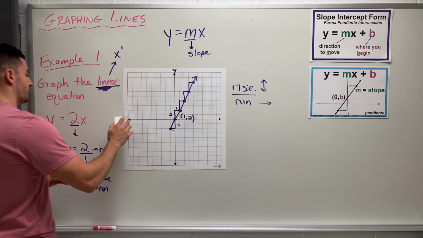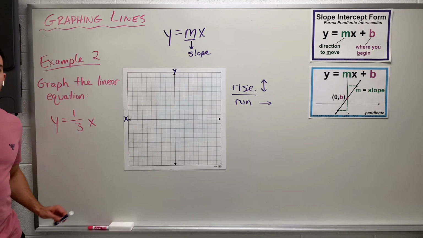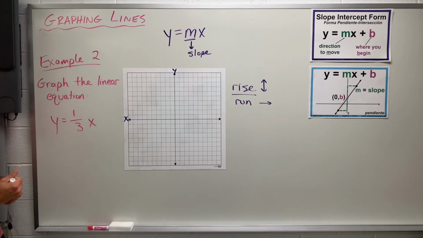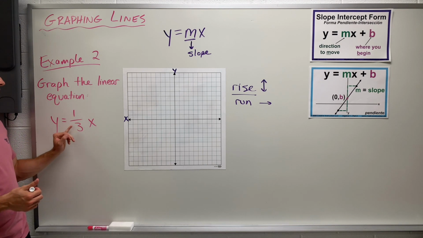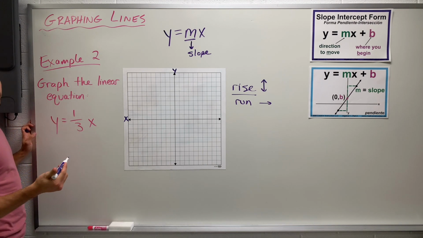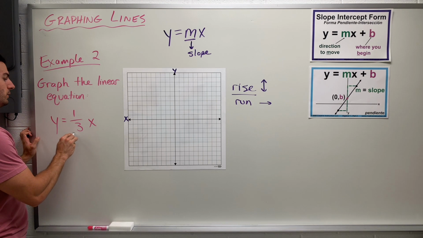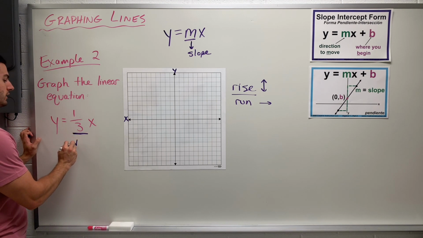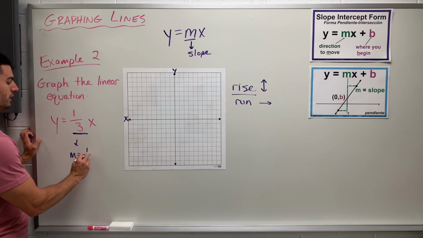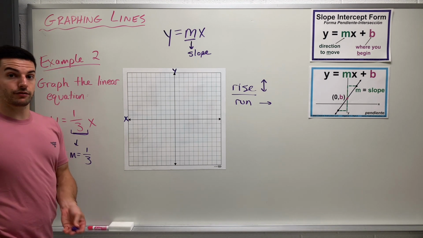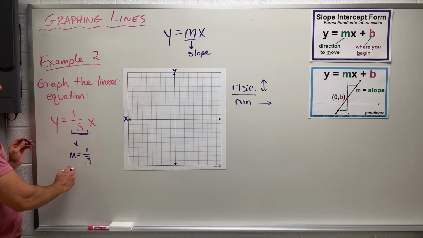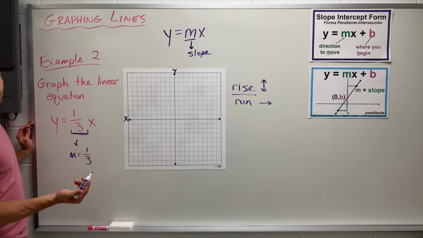Okay, let's look at another example here. Let me erase this. Okay, so I've got example 2 here. Example 2 is similar, but it says y equals 1/3 x. What's my m value? Well, my m value is just the number that's connected with the x, and that is 1/3. And notice it's already a fraction, which is awesome. So I don't have to worry about putting it over 1 like I would with a whole number.